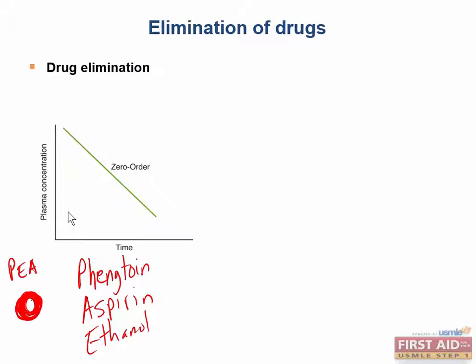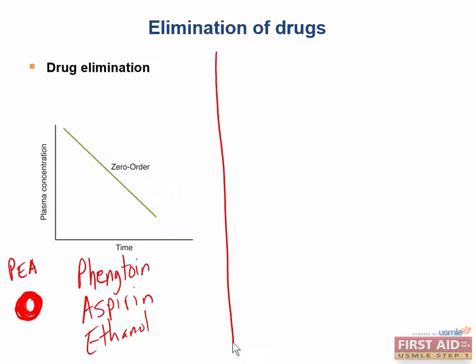So you can think of zero order elimination like draining a bathtub. It doesn't matter how much water you have in the bathtub, whether it's 3 inches or 3 feet of water, the amount of water that'll actually drain per second is dependent on the size of the drain opening. So regardless of how much water you have in that bathtub, it will drain at a nice constant rate.